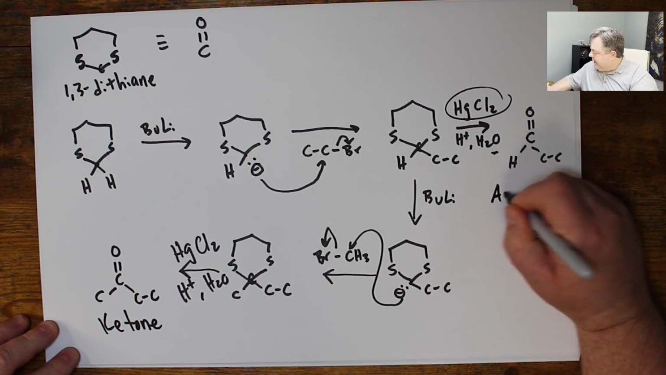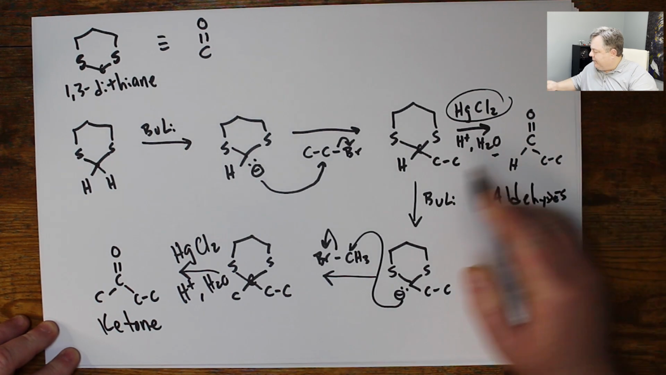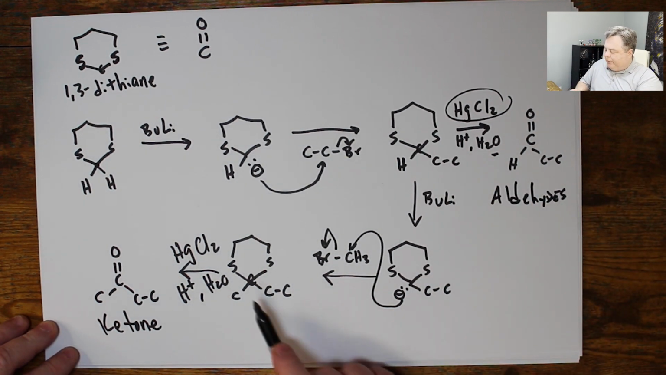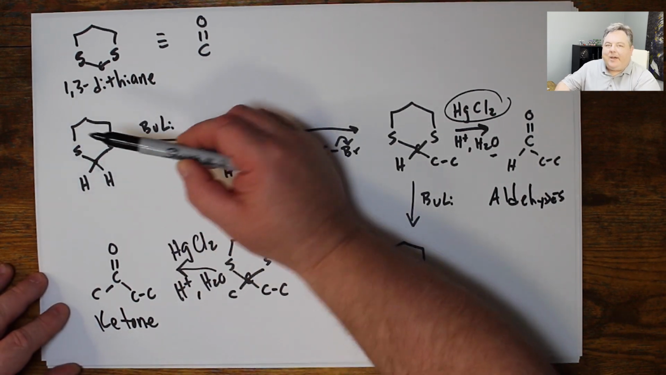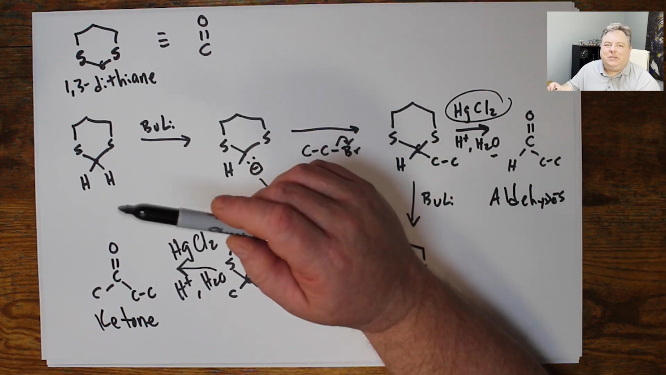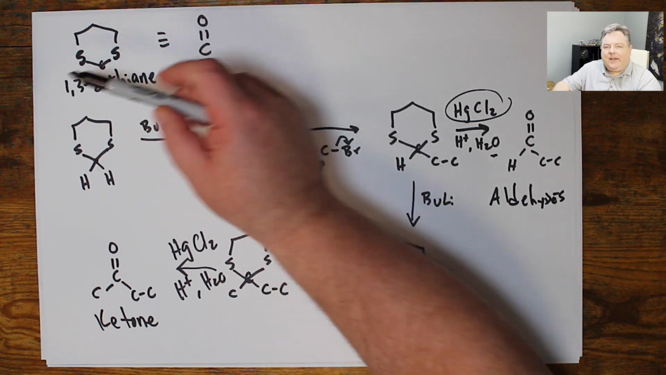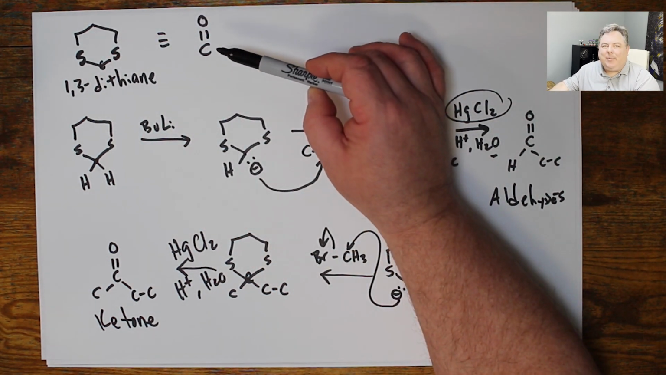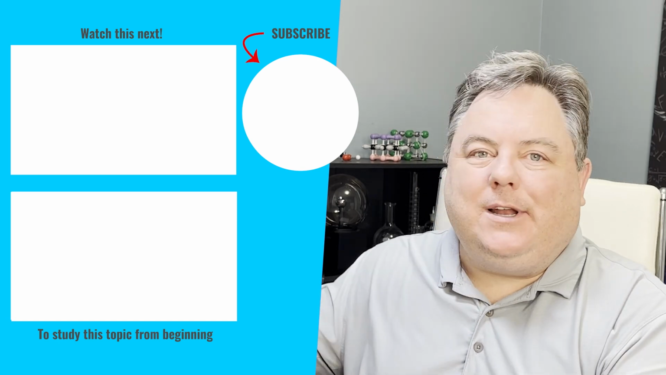So you can make aldehydes if you go just once and turn it into a carbonyl, or if you go twice, you can turn it into a ketone. So 1,3-dithiane is a hidden carbonyl, and I remember that by making a silly joke about how, if you squint, that alien-looking dithiane looks an awful lot like a carbonyl. That's one way to make ketones and aldehydes.